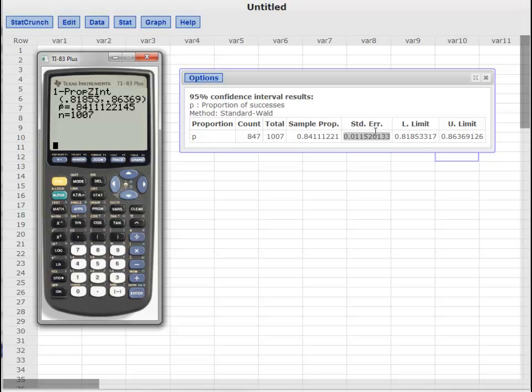I'm not sure how to do it, but it's really easy, right? Because if we want to know our E, we just know it's the upper, 0.86369, minus the lower, 0.81853. And that's the width of our entire confidence interval. So all we have to do is cut that in half. And there is our margin of error.